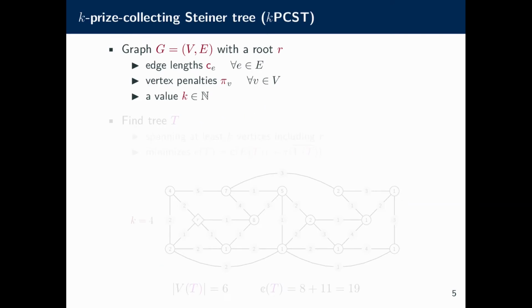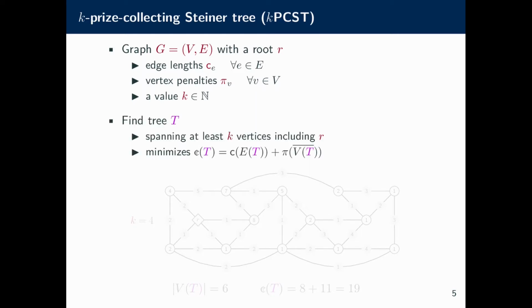Formally, the k-prize collecting Steiner tree problem is defined as follows. We are given a graph G and a root R, edge lengths for each edge, a vertex penalty for each vertex, and a value k. Our objective is to find a tree T that spans at least k vertices, including the root, that minimizes the cost of the edges in the tree, plus the penalties of vertices not spanned by the tree.